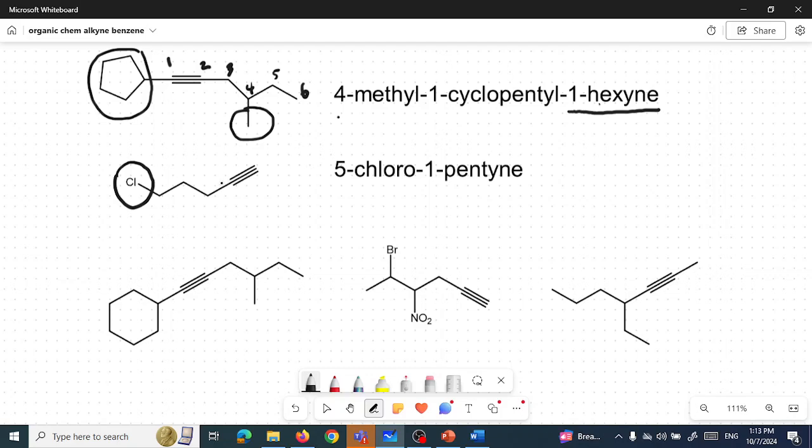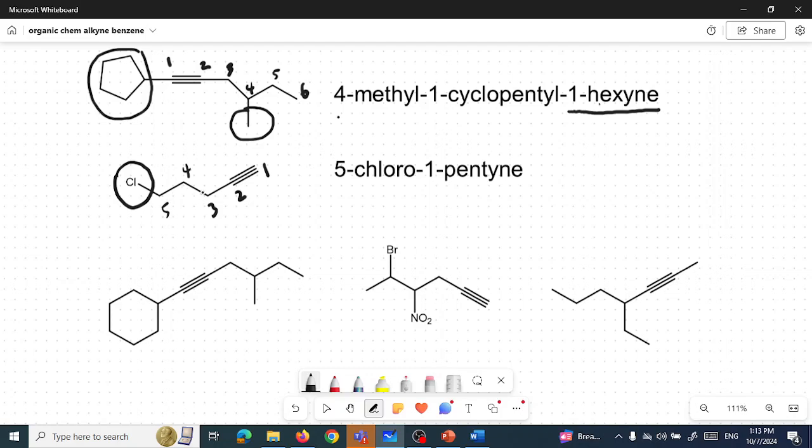Now, the same thing, the basic chain is this one. We won't start with a carbon that's closer to the triple bond. So, therefore, we number the carbons from this end. 1, 2, 3, 4, 5.